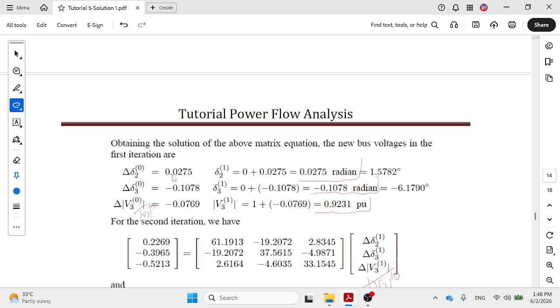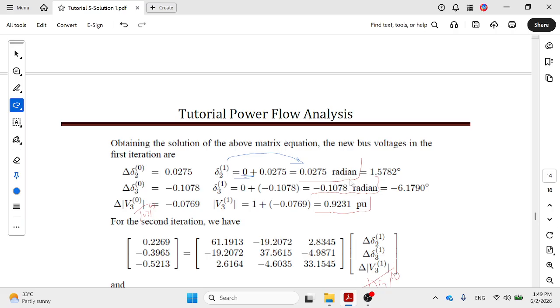So delta 2 for iteration 0 is 0.0275, and then the new delta 2 for the first iteration becomes this value since it was 0, and then delta 3 also is minus 0.1078 radians.